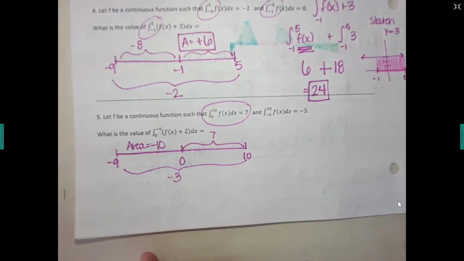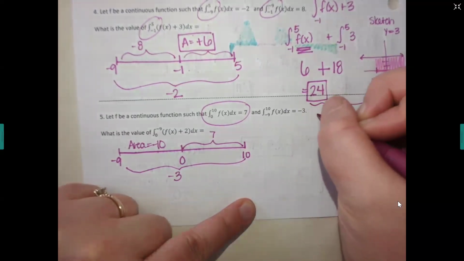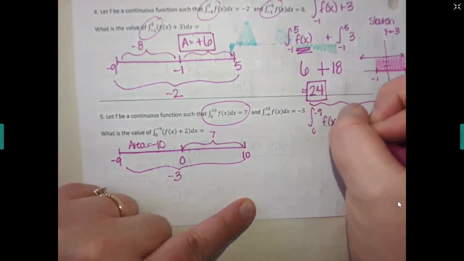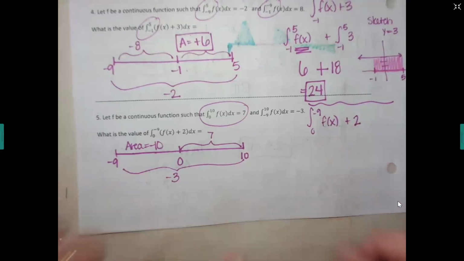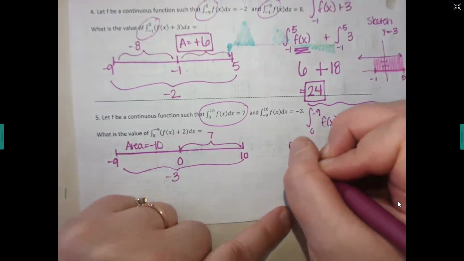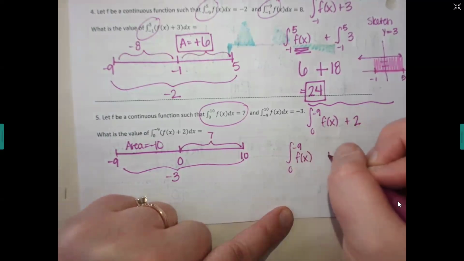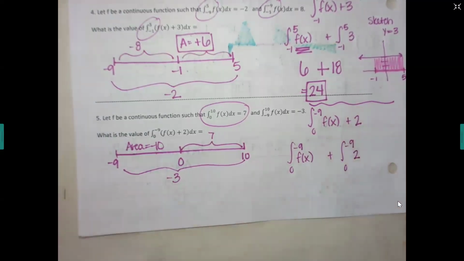Okay, now look at your integral. I want the integral from 0 to -9 of f of x plus 2. But because this is addition, I'm going to give everybody their own integral. So I'm going to integrate the 0 to -9 on f first. And then I'm going to add the integral 0 to -9 on 2. This answer, though, I already have.